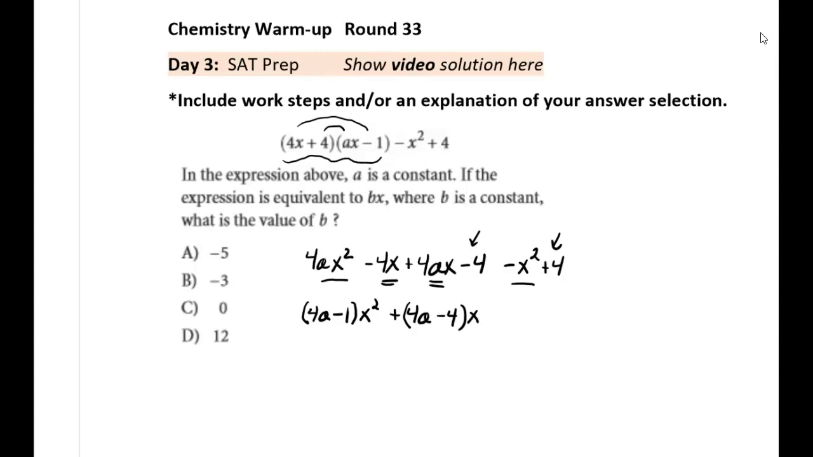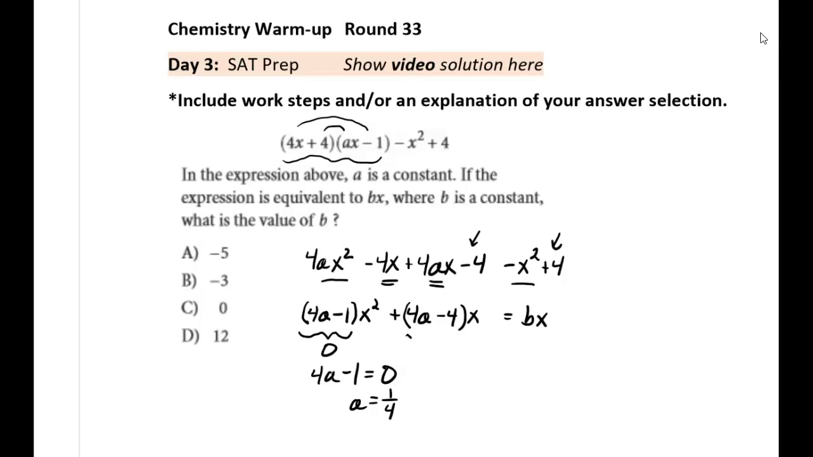Now we are told that this expression is equal to bx. Notice that on the right-hand side, there is no x squared term. What that tells us is that this has to be a 0, so that we have 0x squared. That is, no x squared term. So if 4a minus 1 has to be equal to 0, then what does a have to be equal to? Add 1 and divide by 4, and we figured out that a is 1/4.